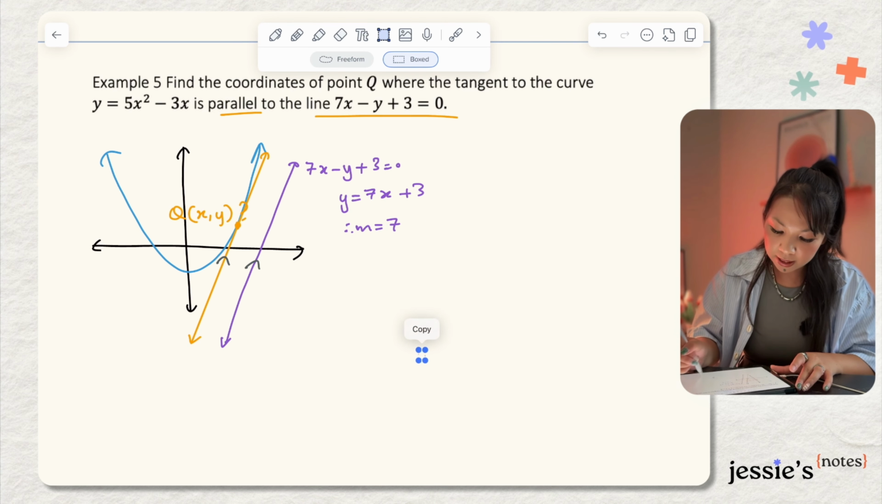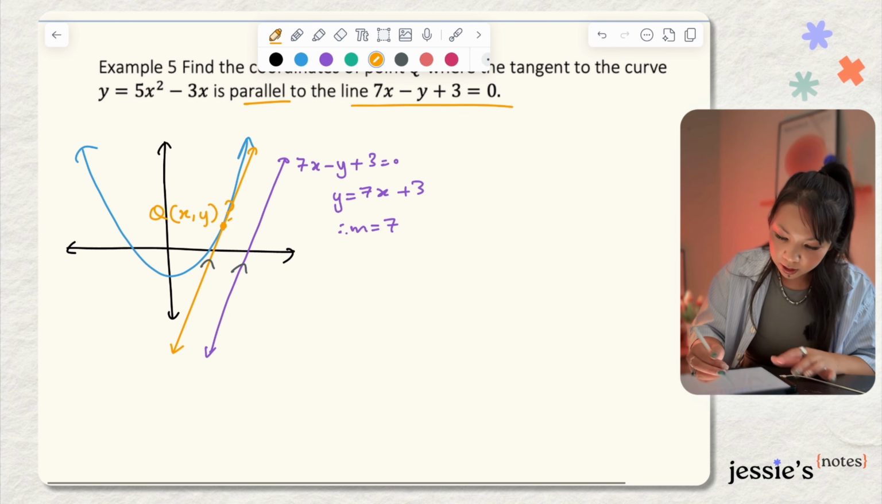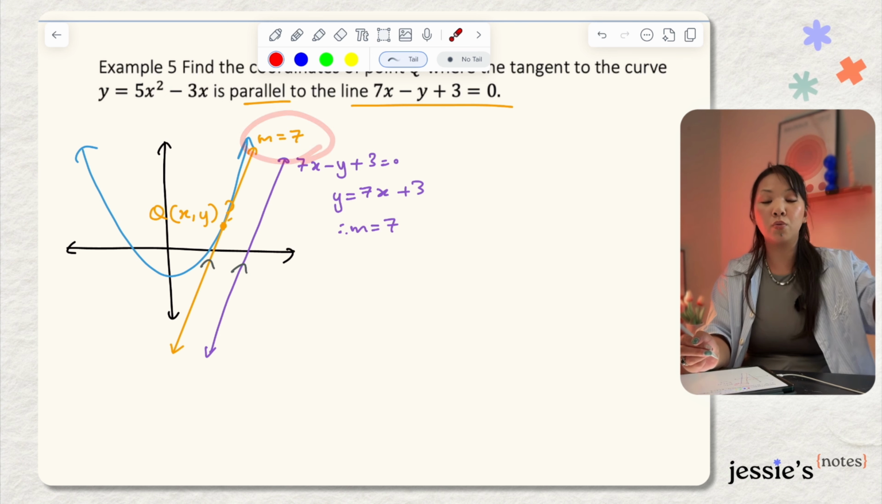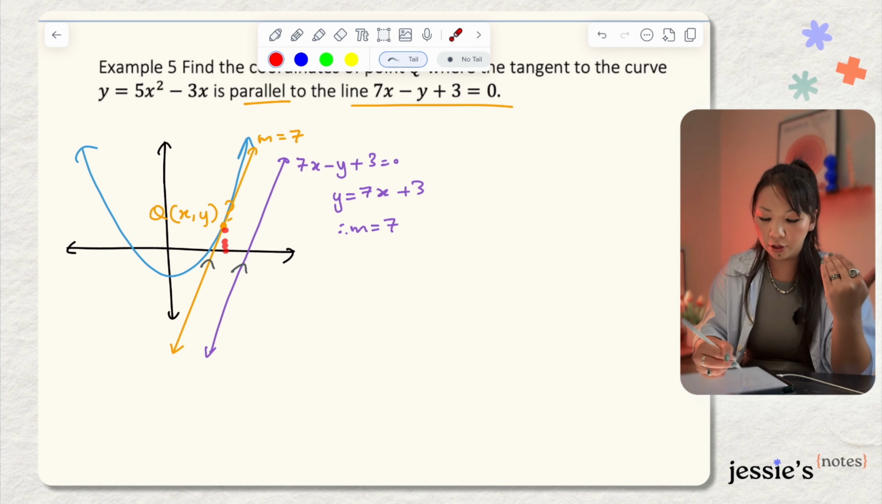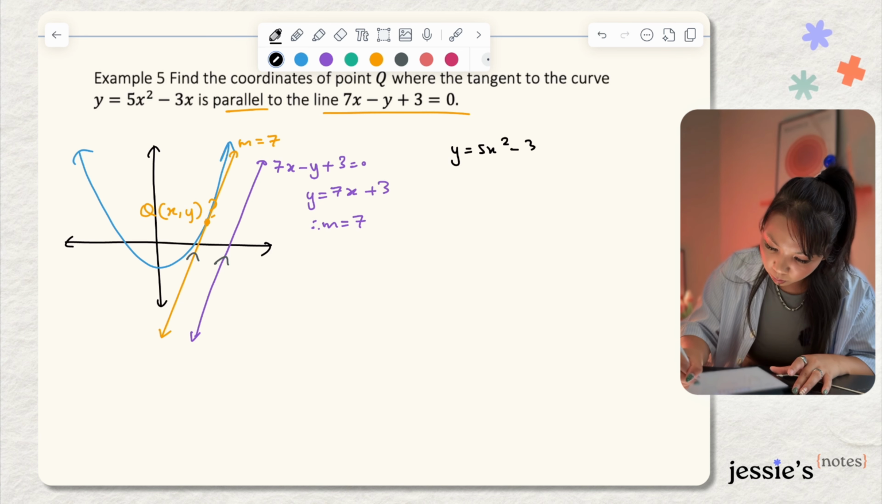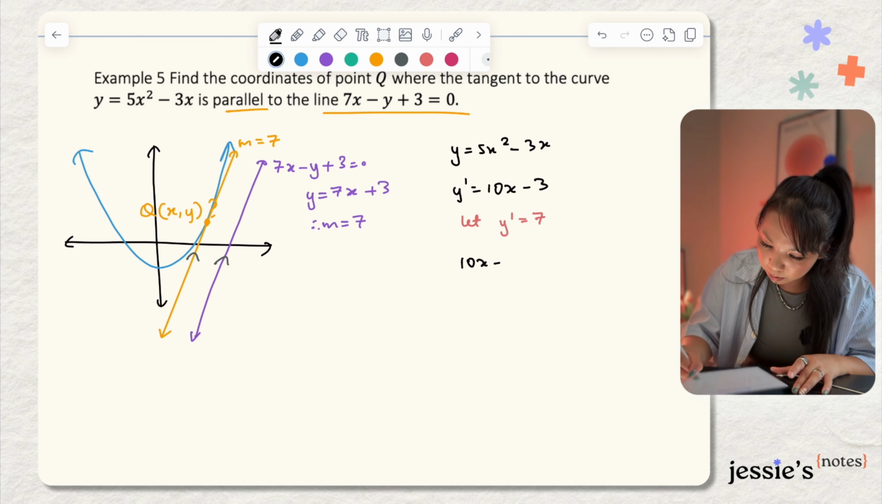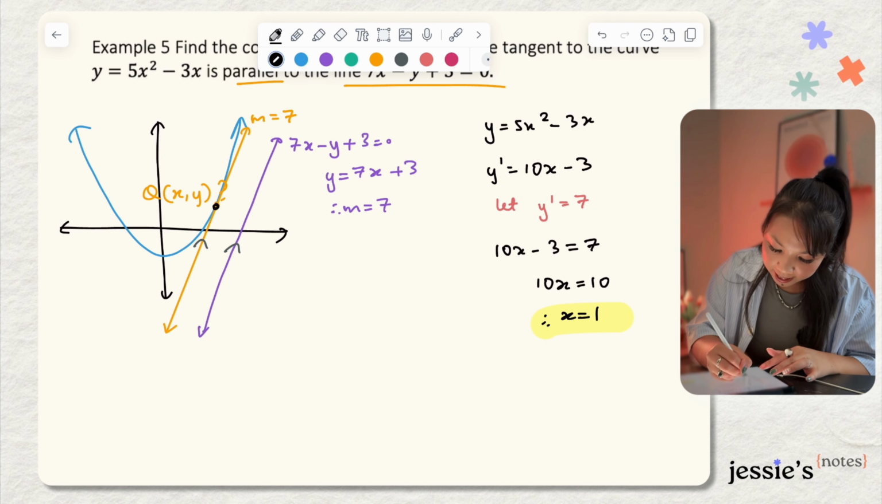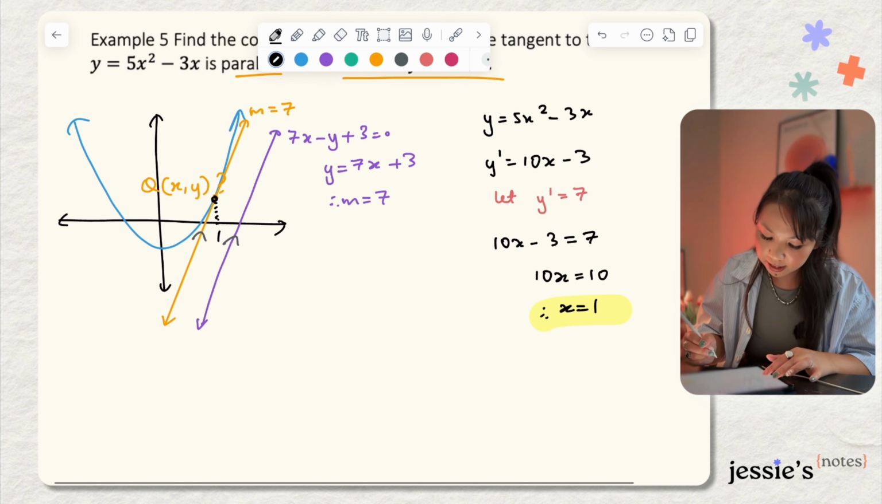Beautiful. So now, given that the tangent has a gradient of 7, I'm going to plug that into the derivative to help me figure out what x value that corresponds to. So let's go ahead and find y dash. y dash equals 10x minus 3. And then we're going to let y dash equal a gradient of 7. So we get 10x minus 3 equals 7, 10x equals 10, x equals 1. Perfect. So what that means is that at this point where the gradient is 7, x is equal to 1.